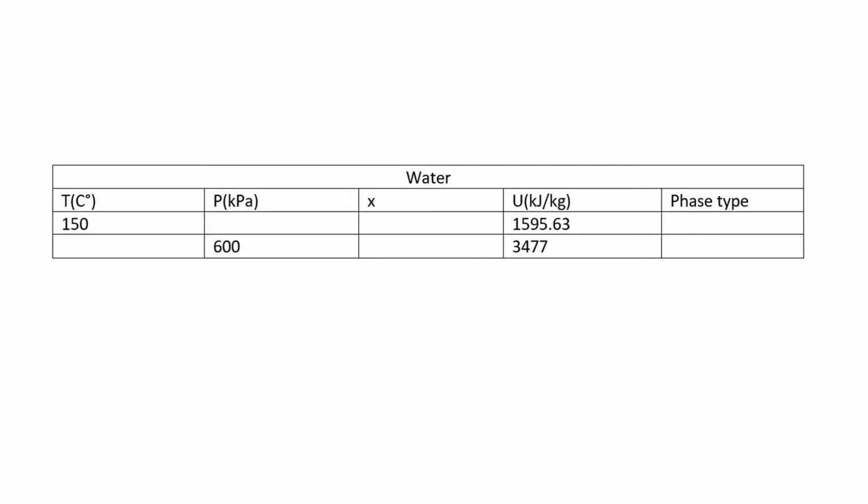Alright, so back to our problem. Let's start with the first line, where we are given a temperature and an internal energy. The first thing we want to figure out is whether or not this is within the saturated mixture region. To do that, we'll see if the internal energy falls between the internal energy of the saturated liquid point and the saturated vapor point at the given temperature, which is 150 degrees Celsius.